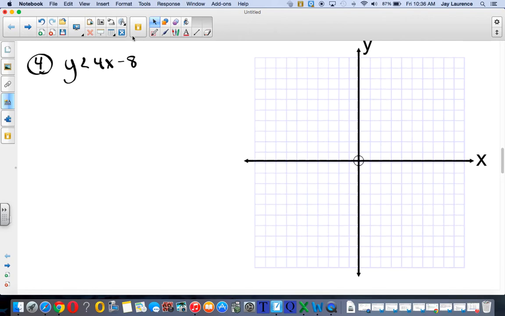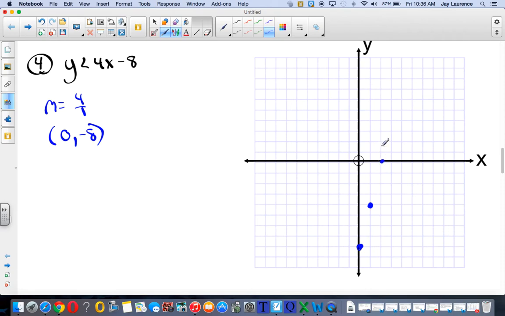Okay, y is less than 4x minus 8. First of all, I'm going to get my points. I know my slope is going to be 4 over 1, and my y-intercept is going to be 0, -8. So that's easy enough. 0, -8 is right there. And for 4 over 1: 1, 2, 3, 4 over 1.